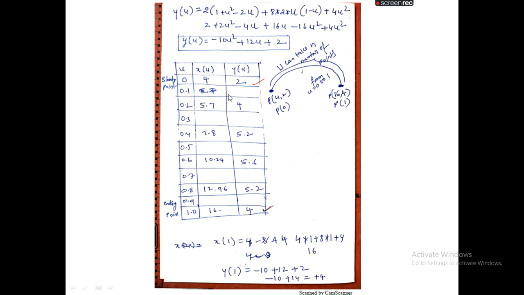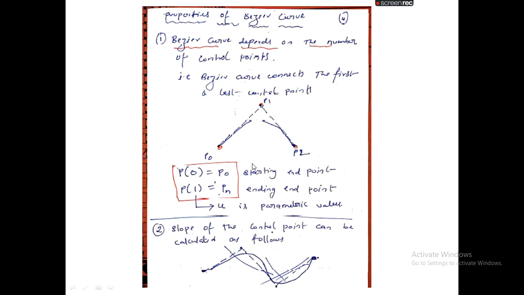Now you can see that here u value ranges from 0 to 1.0. If u equal to 0, that is called starting point. When u becomes 1.0, that is called ending point. Between starting control point and ending control point, you can take n number of control points. If you take n number of control points, you will get different shapes of the curve. So this is the problem we solved today.